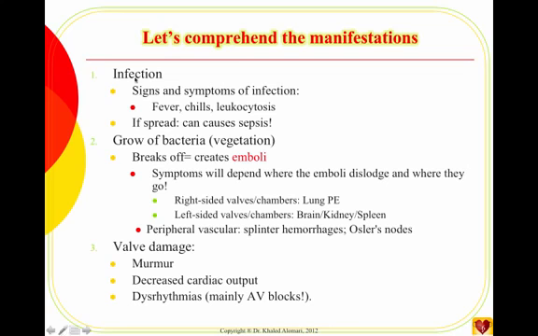So let's understand the manifestations again. Here we have an infection, so we know the signs and symptoms of infection: fever, chills, leukocytosis. And if this infection becomes complicated and secondary, because it's by the heart, it can travel in the blood and cause sepsis, or septicemia, which is infection of the blood. The growth of the bacteria that cause the vegetation again increases the risk for emboli, and we talked about the complications that can result from that.